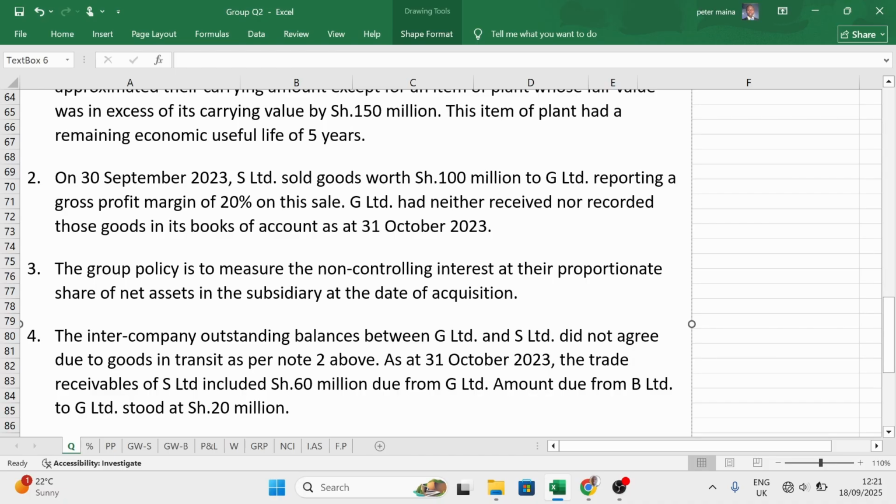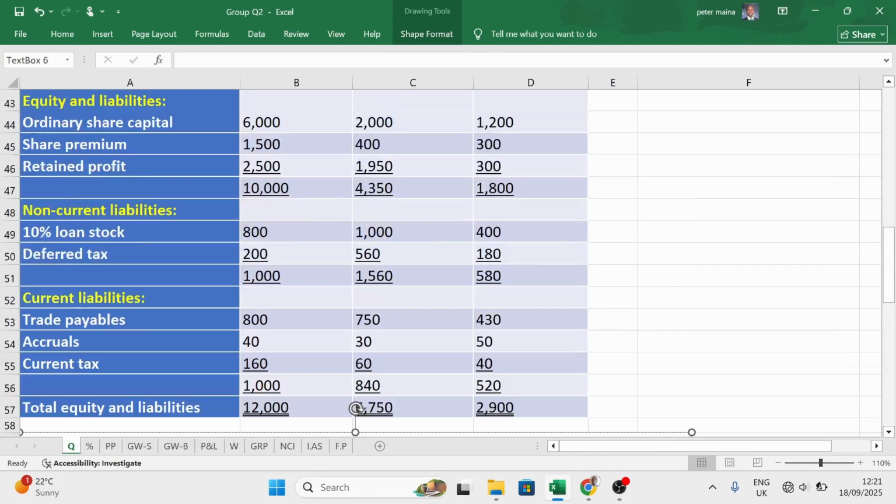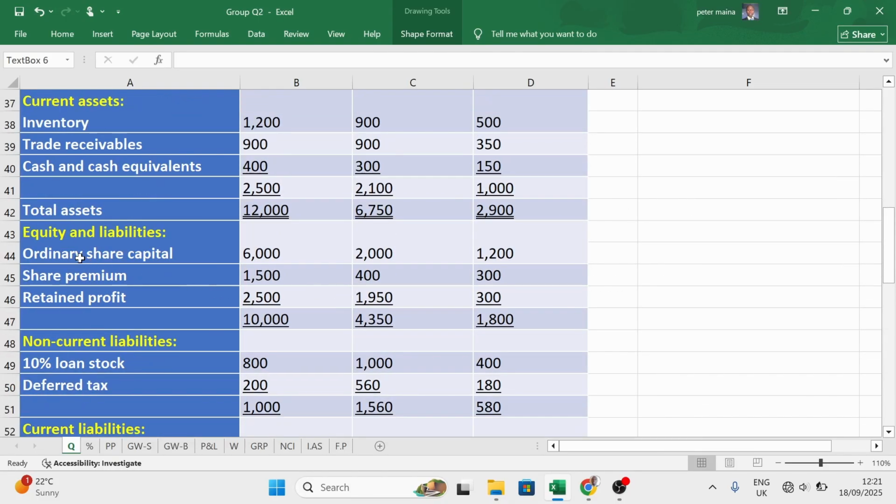Proportionate share of net assets. So the net assets, we normally take the equity items. So these are the equity items, and this is the subsidiary. Because minorities have a share of 20%, we are going to take 20% of 2,000, 20% of 400, 20% of 1950, because for minority, we don't separate the pre-acquisition from the post-acquisition profit. We just take the whole profit as shown in the statement of financial position.